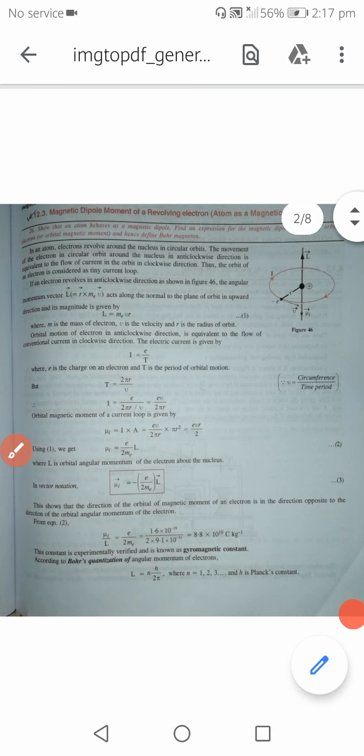Angular momentum is this formula you got in class 11: r cross p, where p means momentum, so r cross mv. Since it is a cross product of r and v, the direction of L will be perpendicular to the plane containing r and v. So r is the radius, and v is this one. They are contained in this plane. So the direction of L, the angular momentum, will be upward, perpendicular.